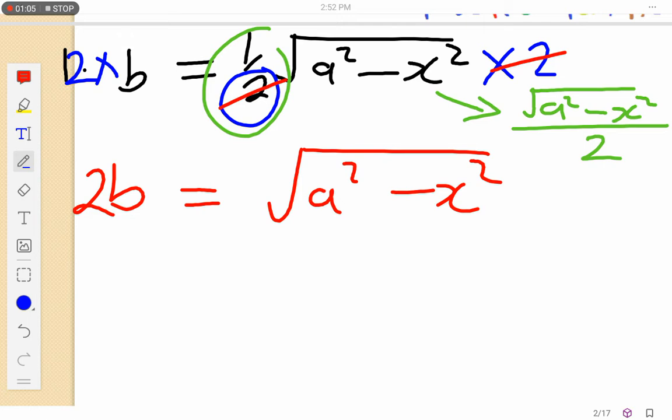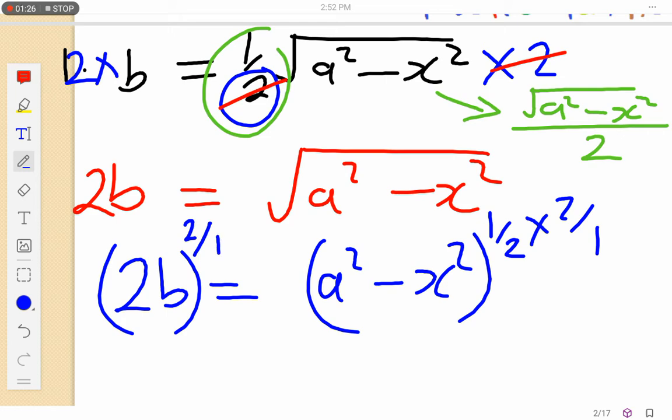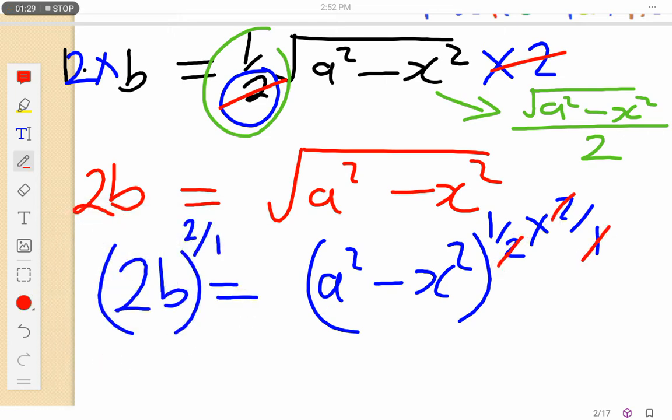Going back to our problem now, we have removed the fraction. We can now remove the square root sign. So 2b is equal to, I'm now removing the square root sign, a squared minus x squared to the power of half. To remove our half, we multiply by 2 over 1. We multiply everything by 2 over 1, like that. So on the right side, they are going to cancel off each other, the 2's and the 1's. On this side, we can simply say we have got a 2 here.